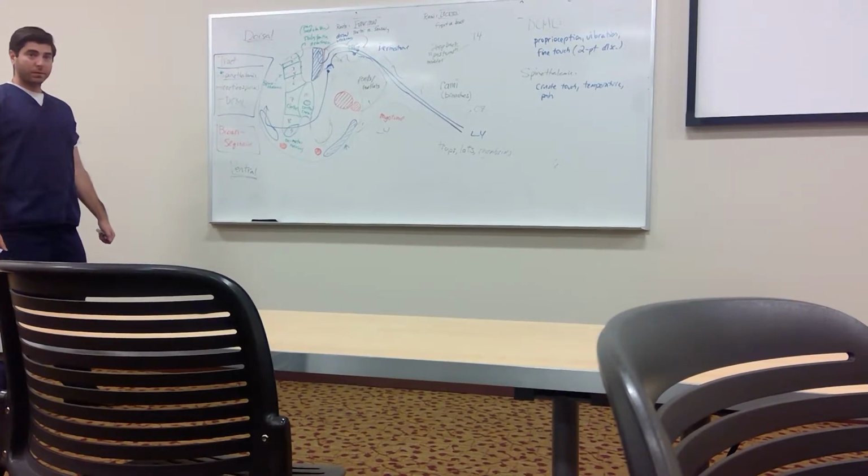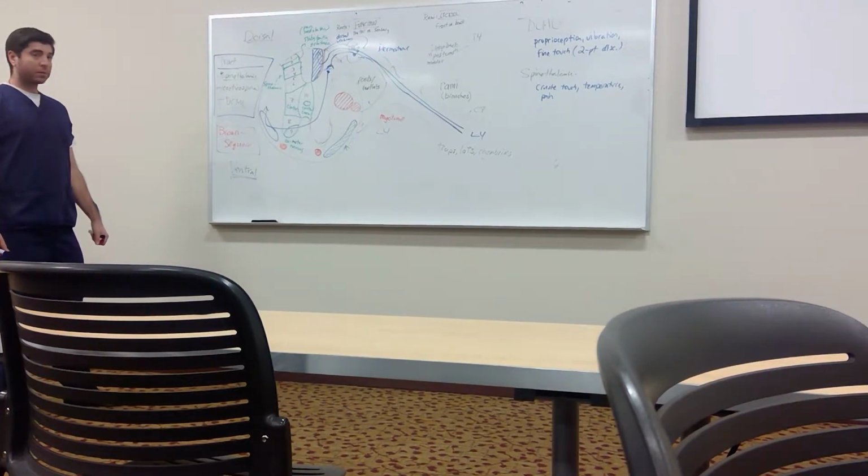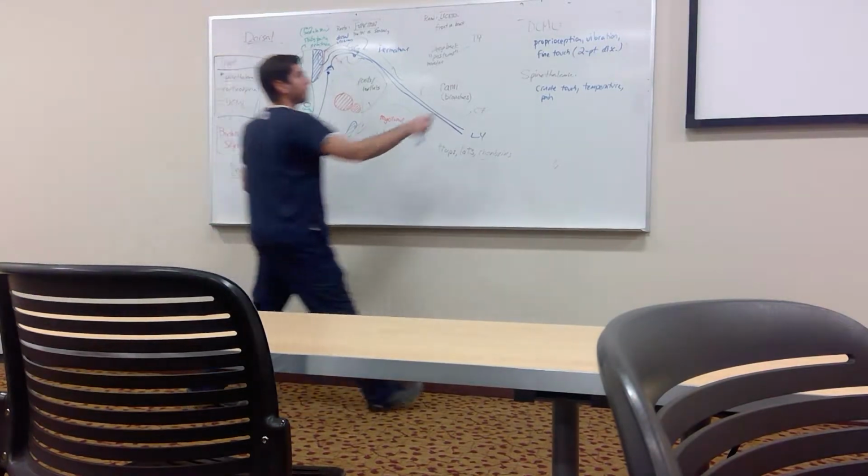So the first one was crude touch, and the second one we're doing now is DCML, fine touch or proprioception. Yeah, we're doing the other pathway. Yeah, okay, we're doing this one.